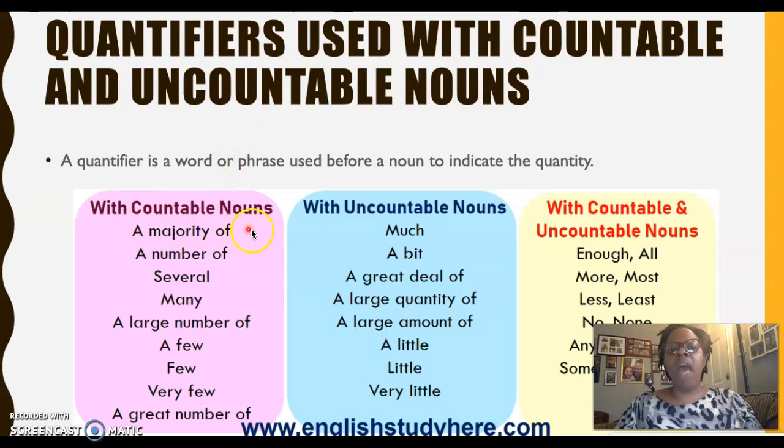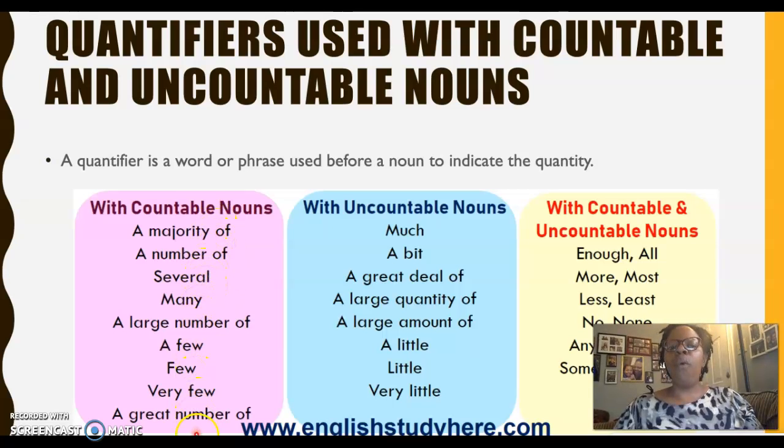So with countable nouns, you could say a majority of apples are red. A number of people are white. Several ducks have beaks. Many children are playing. You get the idea here.